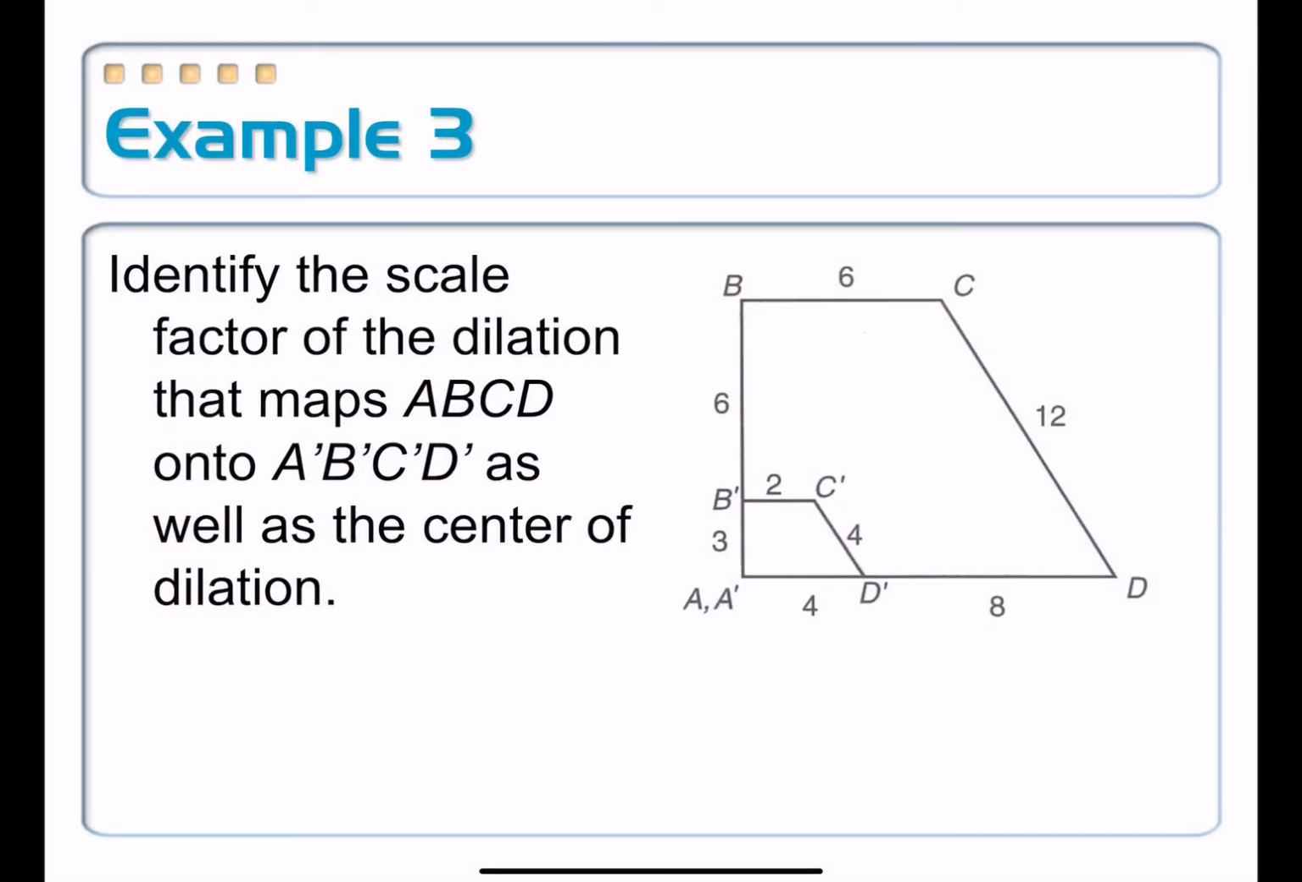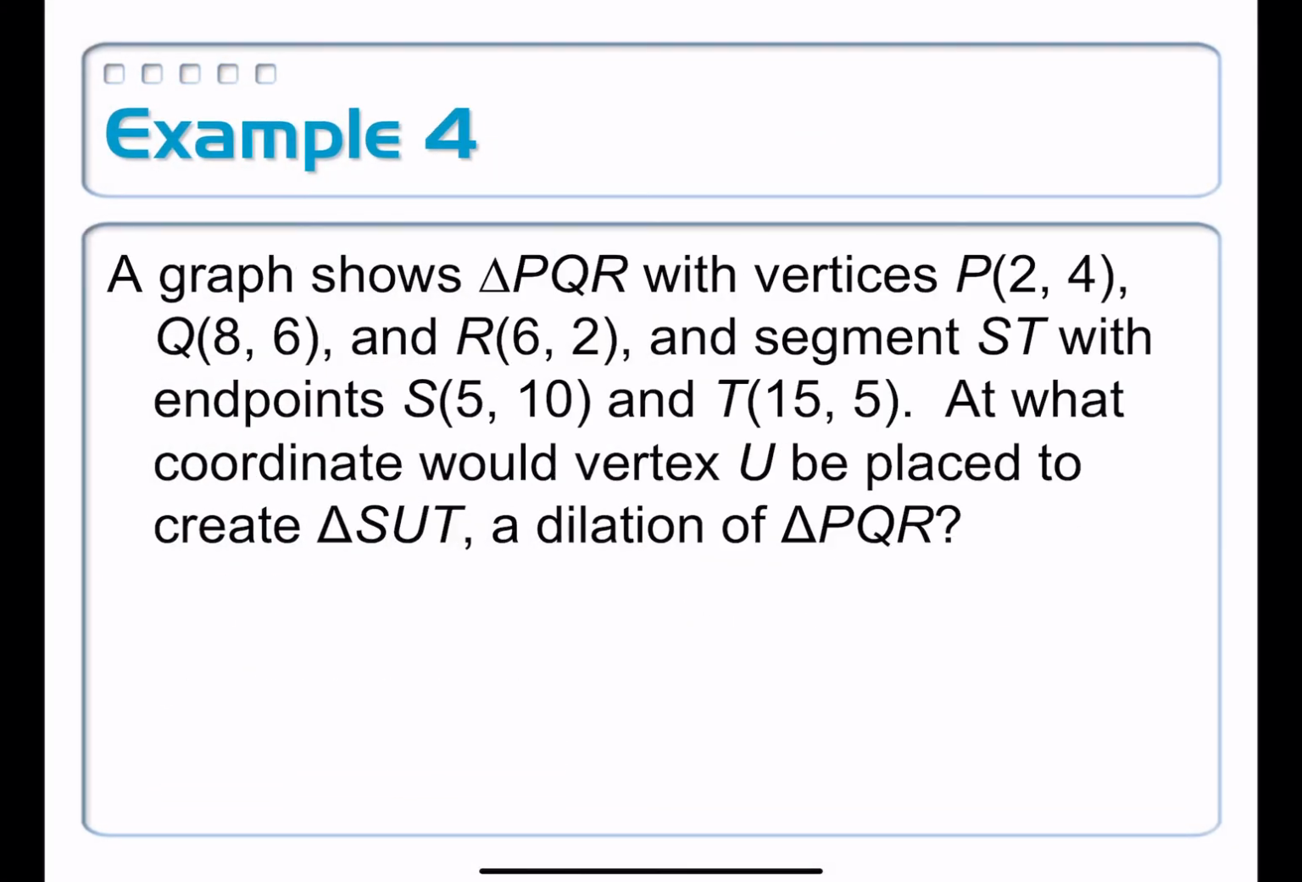Okay, for the next example, example 4, you need the handout that I suggested you print out at the very beginning of this. Otherwise, just use a graph grid, because the handout has part of this already graphed for us. A graph shows triangle PQR with vertices at P, Q, and R. I'm not going to read them. It's already marked for us. And segment ST with endpoints at S and T, also given to us in coordinates. At what coordinate would vertex U be placed to create triangle SUT, which is a dilation of triangle PQR?